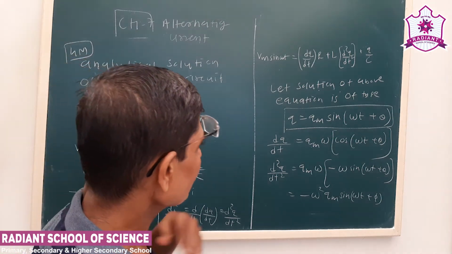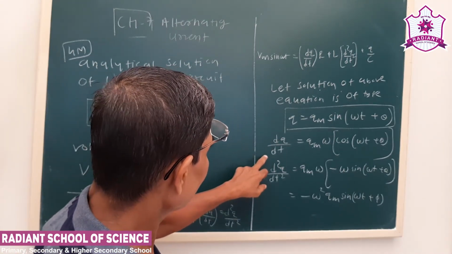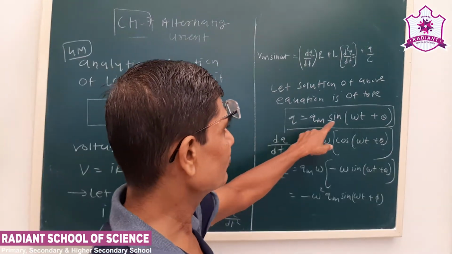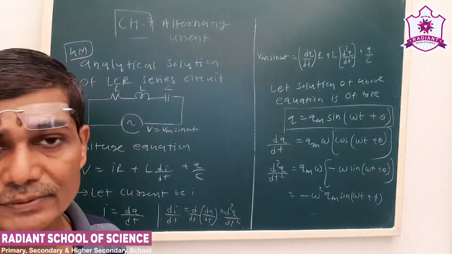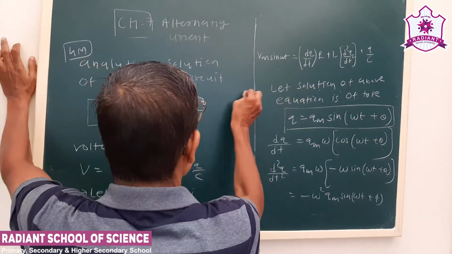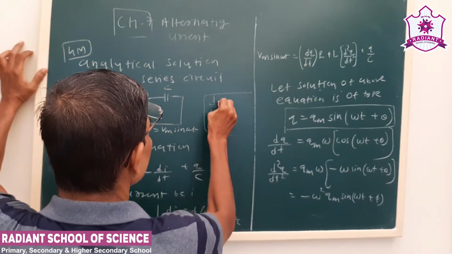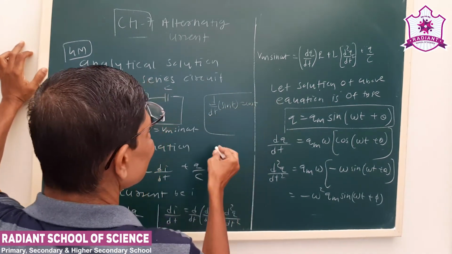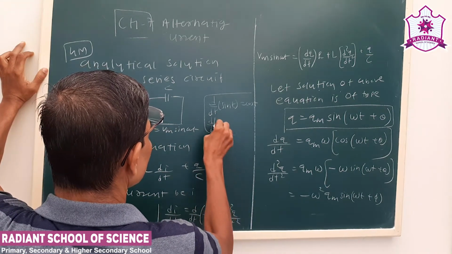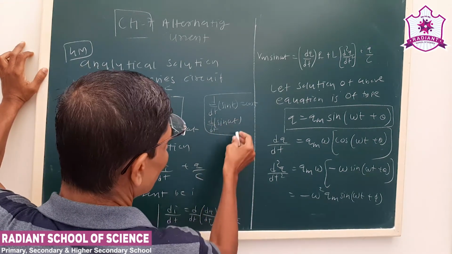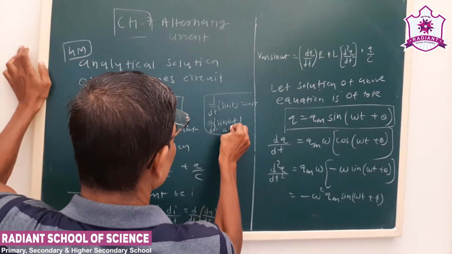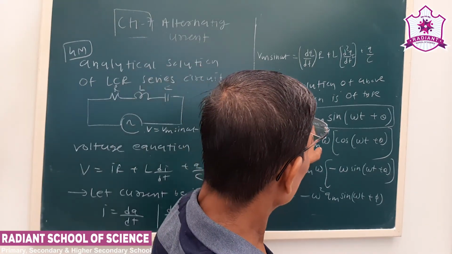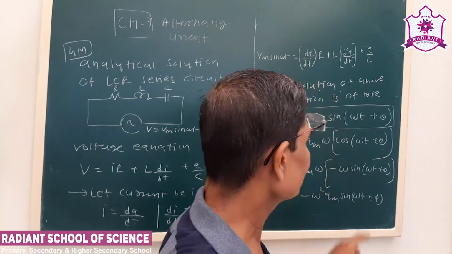Now dq by dt, if I want to differentiate this, q is qm sin(omega t plus phi). The derivative of sin t is cos t. But for d by dt of sin omega t, what is the multiple of t? It is omega, so we have to write omega cos omega t. So dq by dt will be qm omega cos(omega t plus phi).